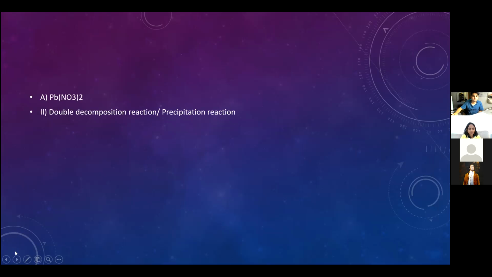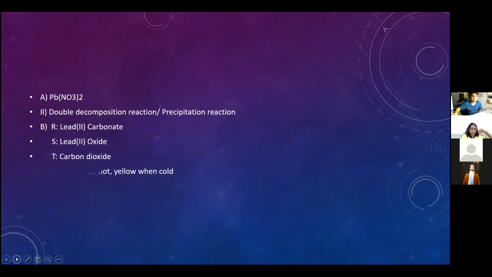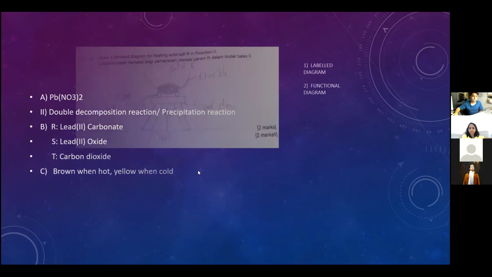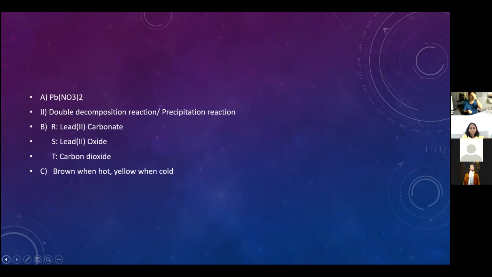Next, name reaction 1. As I said, this is double decomposition or a precipitation reaction because you get a solid salt, which is what you want. Then B, based on diagram 5, identify salt R, solid S, and gas T. Salt R is lead carbonate, T is carbon dioxide, solid S is lead oxide. For this question, you can put PbCO3, PbO, and CO2 because they didn't say to name. Okay, carry on.